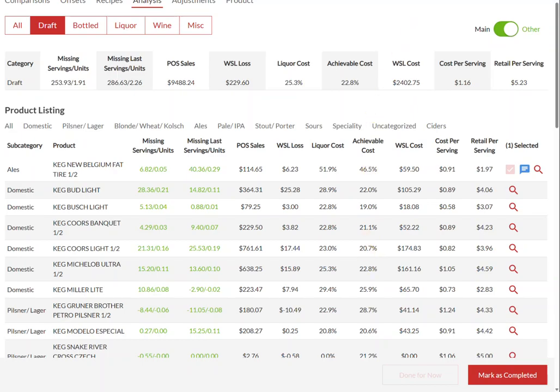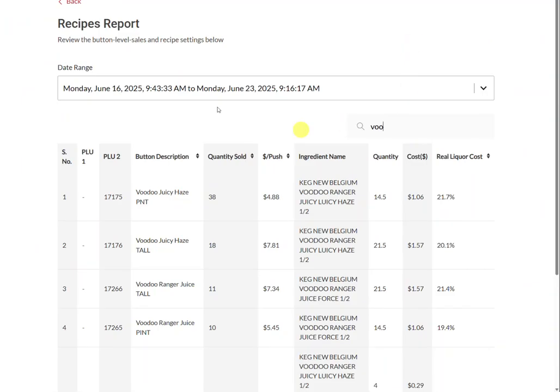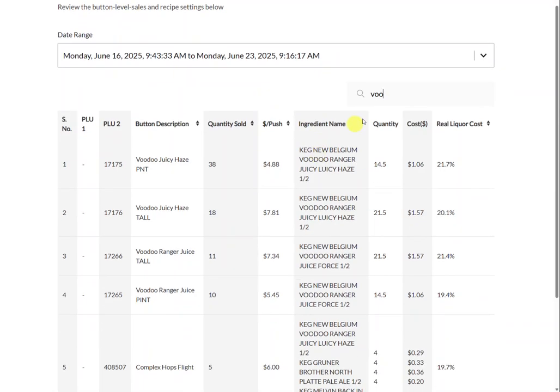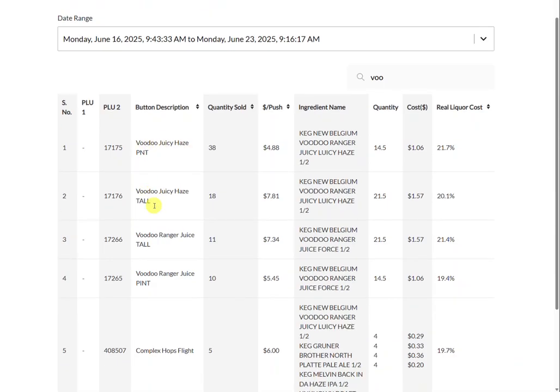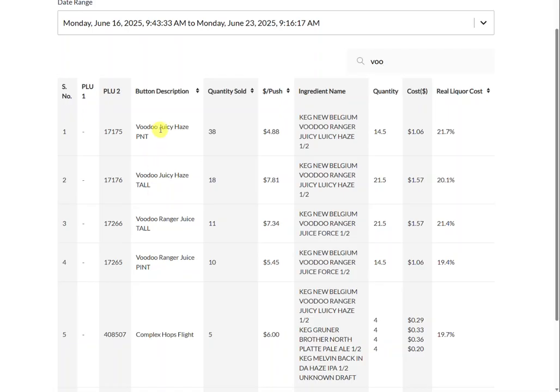And also, if we switch over here on a second page to our recipes report, here I've done a search by Voodoo, and now I can see liquor costs on a button by button basis. So these guys have got a number of different ways they sell the Voodoo Ranger. They've got a pint, a tall pour. They sold 38 pints at $4.88. The serving size accounting for head is 14.5, meaning the cost was $1 and it's hitting a 21% cost.